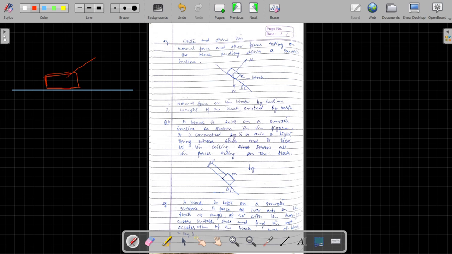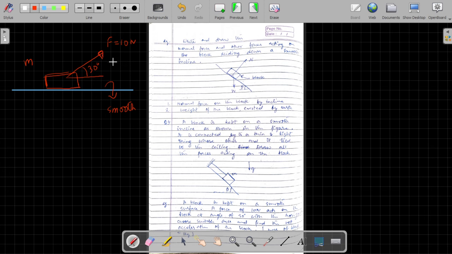Now this block is experiencing some force F. This force is acting at an angle, and that angle is given to us as 30°. Mass of the block is given to us, and the surface is smooth. So we are supposed to find the acceleration of the block, and the force on the block is 10 Newton. So what would be our approach in this question?